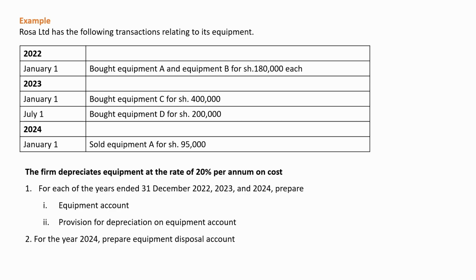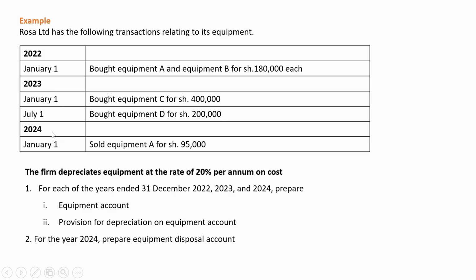So another thing I want you to be keen on is the disposal of A. A has been disposed on 1st January 2024. So how many years has A been depreciated? Look at the date of purchase, 1st January 2022. Depreciation for the whole of 2022, that is 1 year. Depreciation for the whole of 2023, that is a whole year.